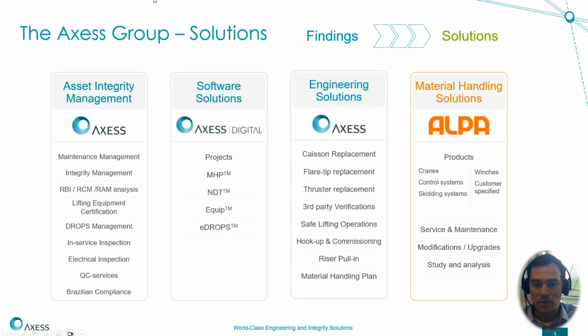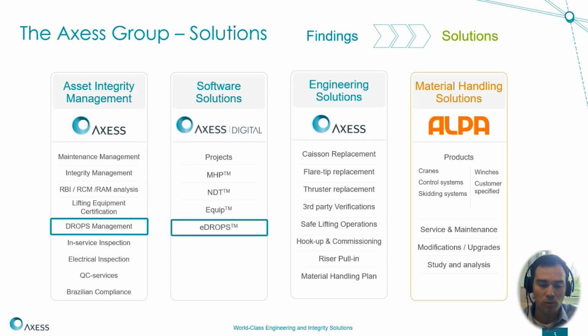So the Axess Group has 4 main arms. Today, we're going to focus on drops management under the asset integrity management arm. We also have another solution specifically to avoid dropped objects, which is a software solution called eDrops, a way to use tablets and database management to reduce dropped objects.